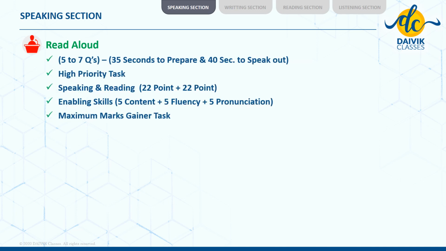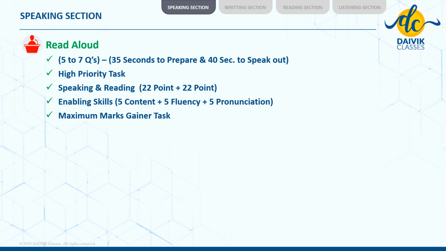You will get 5 to 7 questions, and you will be given 35 seconds to prepare and 40 seconds to speak. This task is considered high priority, and in this task you will get 20 points each for speaking as well as reading. The enabling skills for this task are 5 for content, 5 for fluency and 5 for pronunciation. This task is considered a maximum marks gainer.